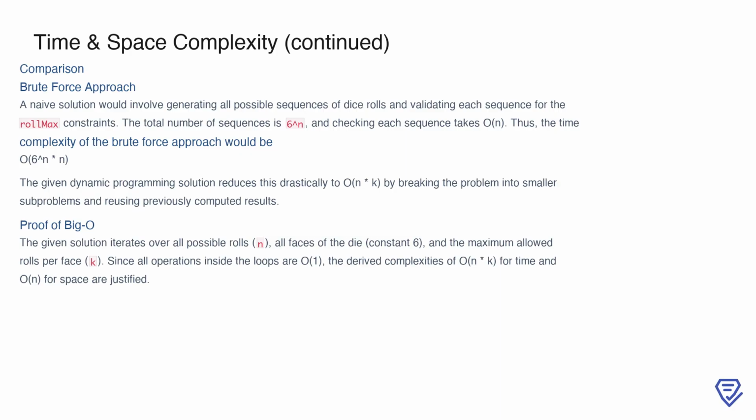In contrast, the dynamic programming solution reduces this to O(n*k) by breaking the problem into smaller subproblems and reusing the results of previous computations. This efficiency is supported by analyzing the iterations. The algorithm processes all rolls n, all 6 faces of the die, and the maximum limit per face k, with O(1) operations inside the loops. This justifies the derived time complexity of O(n*k) and space complexity of O(n).